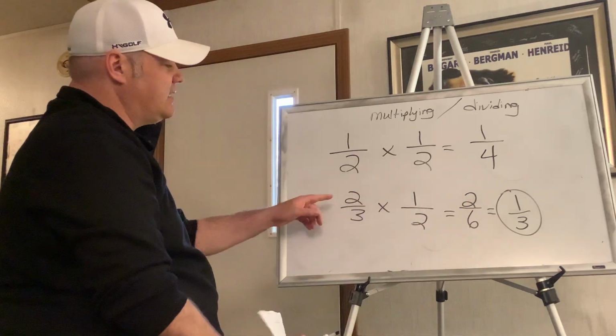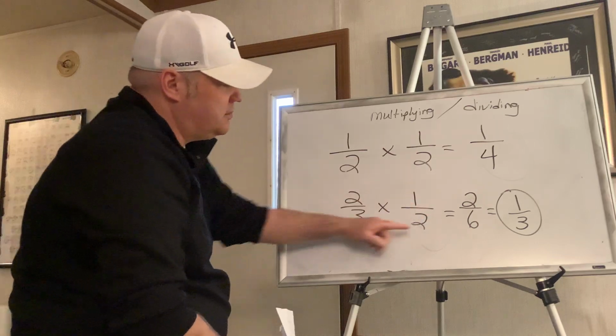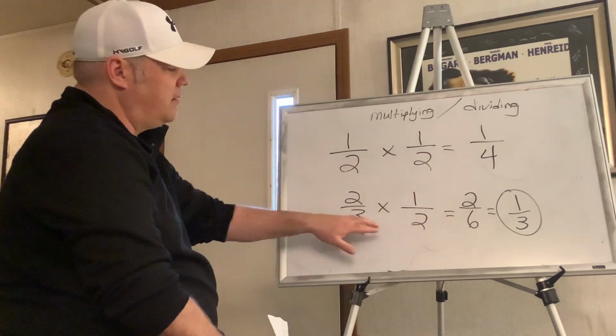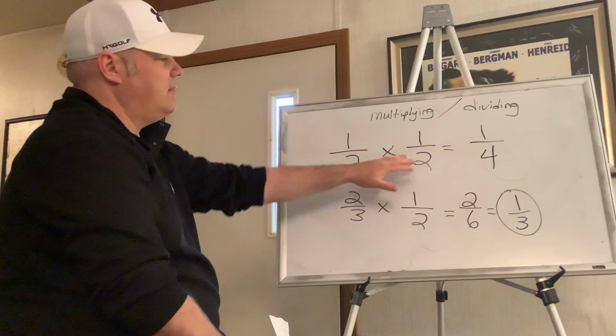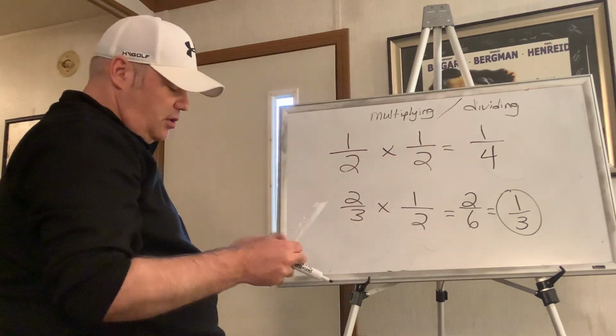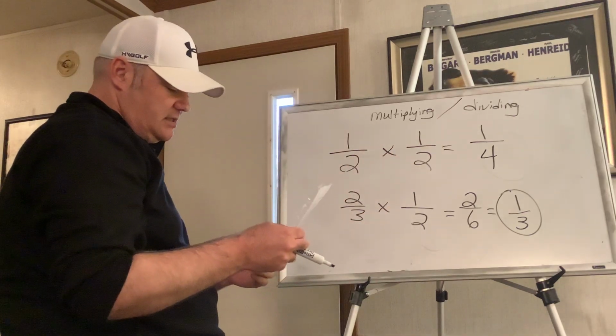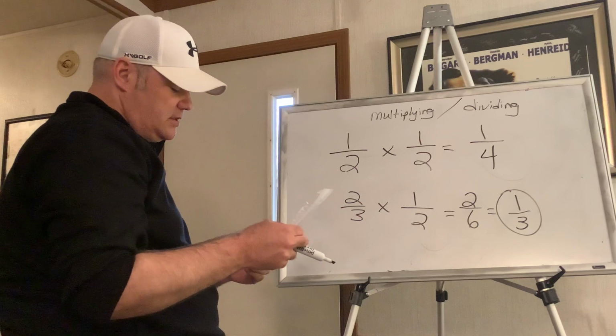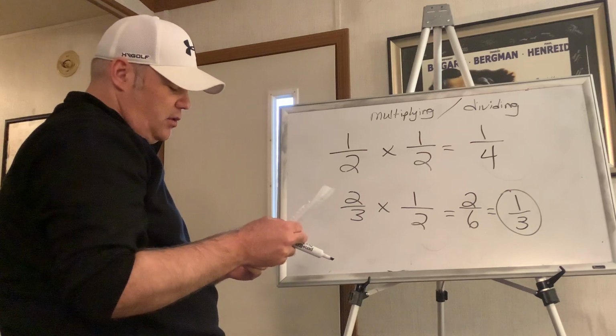But it's very, very easy to do. Just multiply the tops, multiply the bottoms, and you're done. You don't have to worry about the bottoms being different or the same. It does not matter. So really, multiplying fractions is one of the easiest things to do with fractions. Okay, so you're just multiplying.